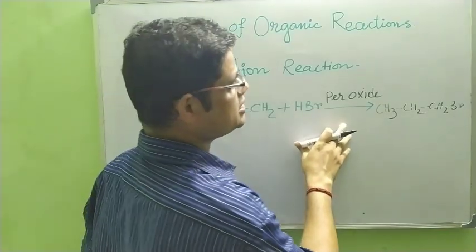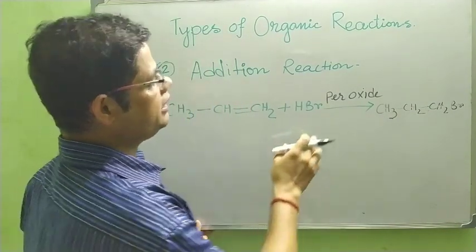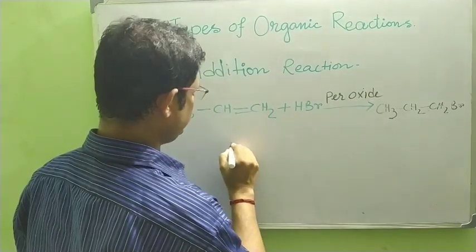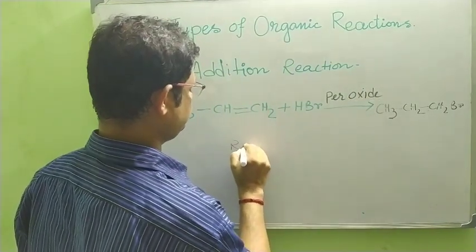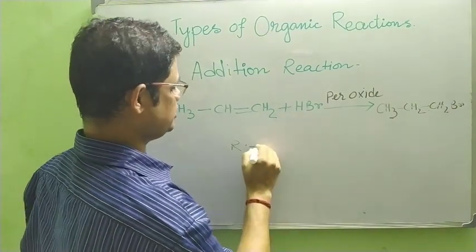This reaction mechanism is a little bit complicated. Here peroxide generates free radical R. This free radical reacts with HBr.